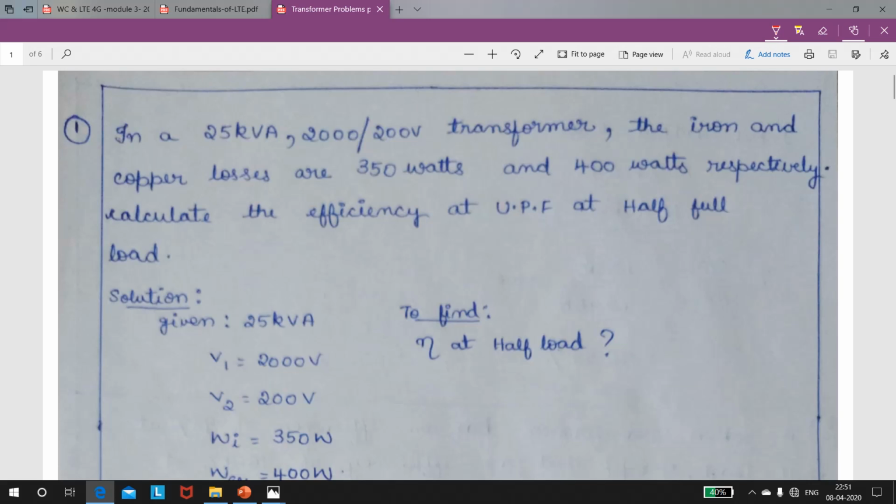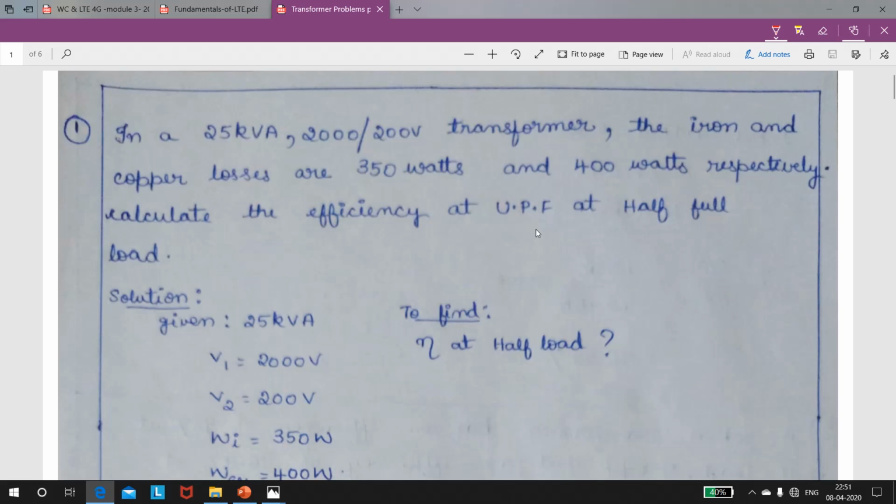Now let me go to the problem. In a 25 kVA, 2000 volt / 200 volt transformer, the iron and copper losses are 350 watts and 400 watts respectively. Calculate the efficiency at unity power factor at half full load.